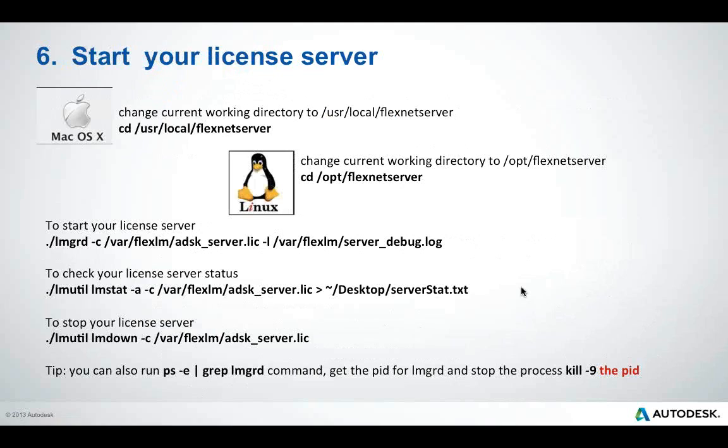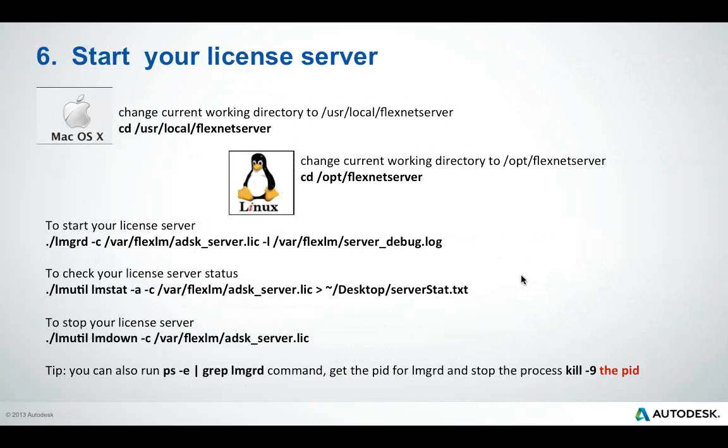This next step is to start the license server. Since the command lines are identical on Linux and the Macintosh, probably the best thing would be to just change directory to the directory where your license server is installed. On the Mac, it's /usr/local/flexnetserver, and on Linux, it's /opt/flexnetserver. So use the cd change directory command to change to the corresponding directory for your platform, and then start the license server.